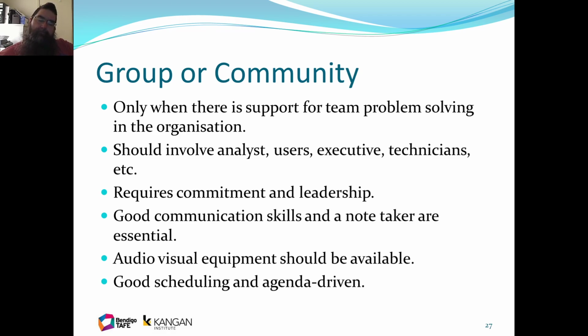Now, if the organisation doesn't support team problem solving, you're probably not going to get support from management to take a whole group of people away from their business for a day to get this done. So you really need commitment from the leadership of the organisation. You need good communication skills to run a group session, and you really need a dedicated note taker to collate all that information as quickly as possible.